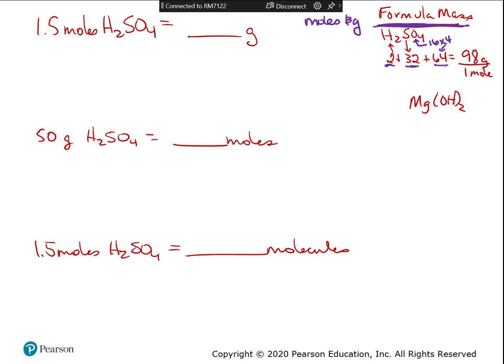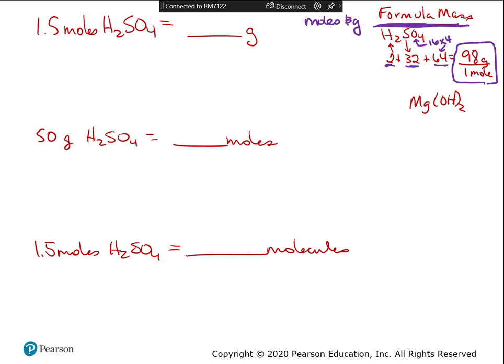From the periodic table, you look at the atomic mass. Remember, that's the number with the decimals. It's the bigger number on the periodic table. Hydrogen, 1.008 rounds to 1 times 2. Sulfur is 32.07, round it to 32, there's only one of them. Oxygen is 16.00, so it's 16 times 4 gives me 64. When I add those three numbers up, 2 plus 32 plus 64 tells me that I have 98 grams per mole. That's my unit conversion. So I can go from moles to grams or grams to moles by using that as a unit conversion.